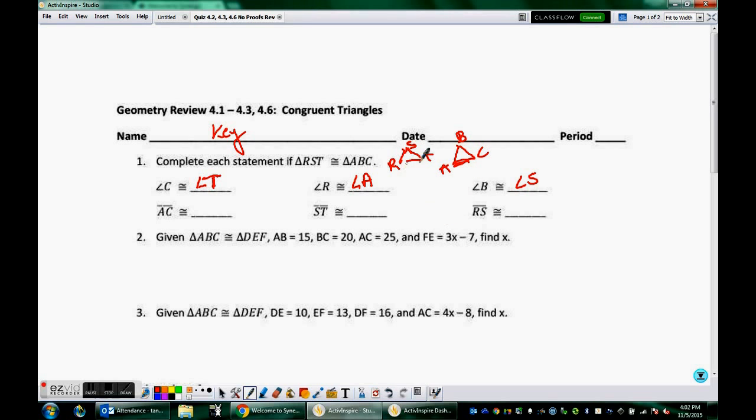For the next one, I've got side AC is going to be congruent to side RT. Make sure that you have your segment bars above these, and make sure you have the angles marked like above. For the next one, ST corresponds to BC. So that is a segment as well, so make sure I have the segment bar above. And then finally, RS is going to correspond to AB.